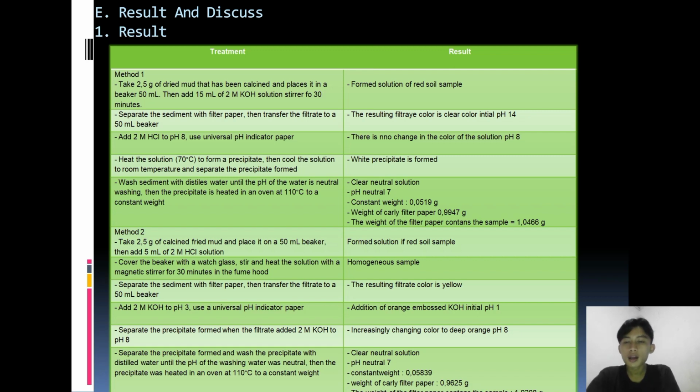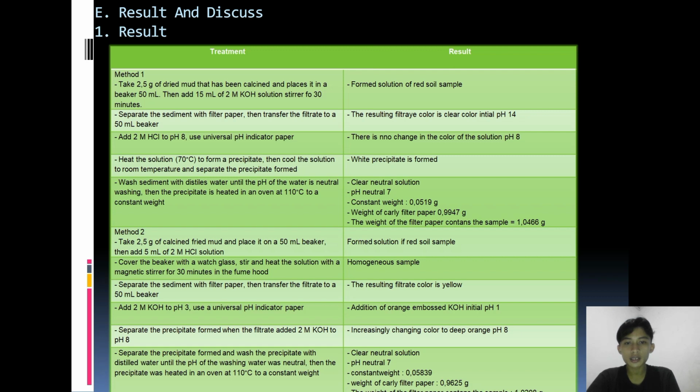Heat the solution to 70 Celsius to form a precipitate. Then cool the solution to room temperature and separate the precipitate that forms. The result, a white precipitate is formed. The treatment, next, wash the sediment with distilled water until the pH of the washing water is neutral. Then the precipitate is heated in an oven at 110 Celsius to a constant weight.